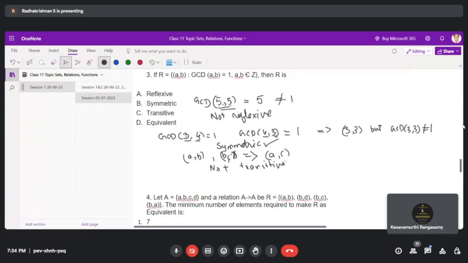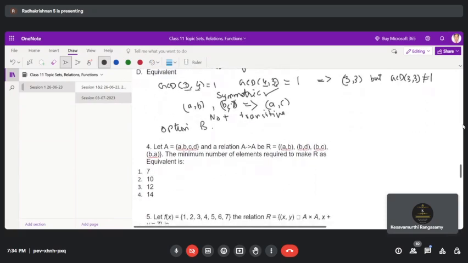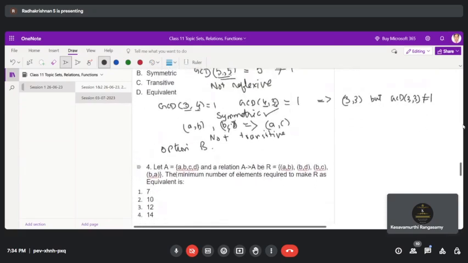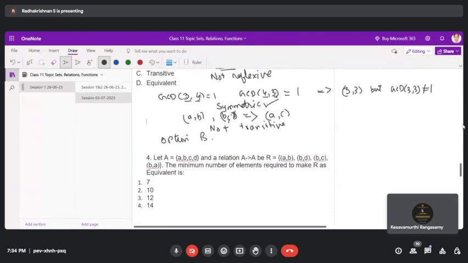So even though it took a lot of time, if you know these concepts, you will only take a few seconds to find out the correct answer is option B. Is that clear to everybody? Yes, sir.